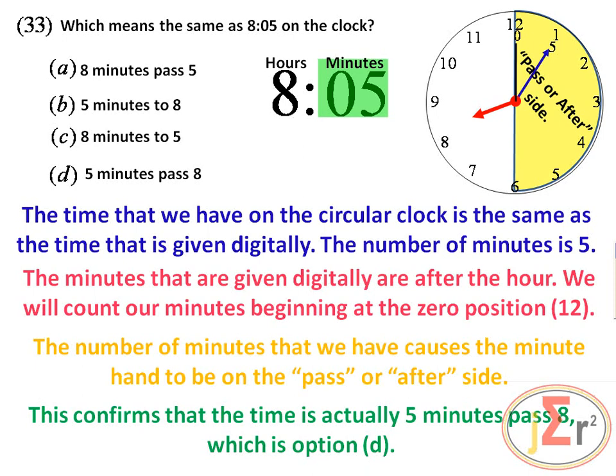We will not always have a small number of minutes like 5. So it is important that we understand. The first half of the clock is which side, Jerry? The pass or after side. 5 minutes. Will 5 minutes end up in the pass or to side of the clock? Pass. Right. So the 5 minutes will end up in the past side. So we know that it is 5 minutes past 8. And the correct answer is therefore option D.